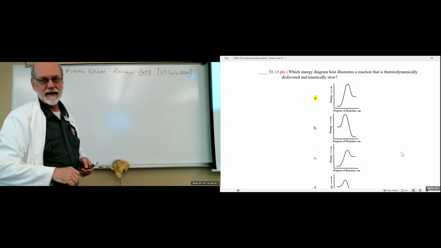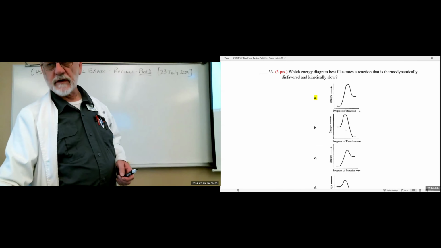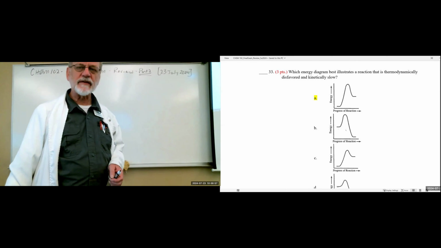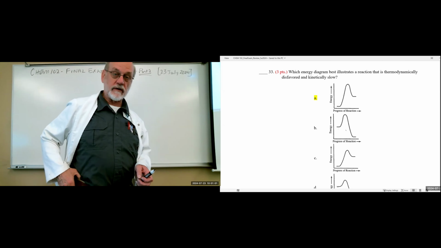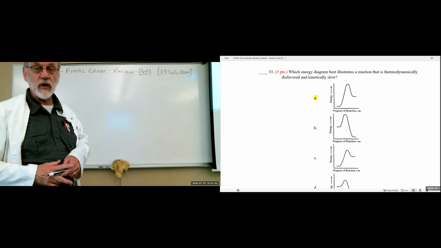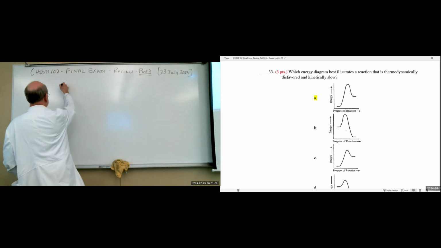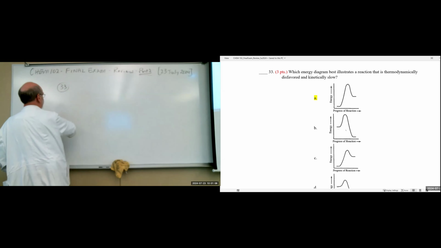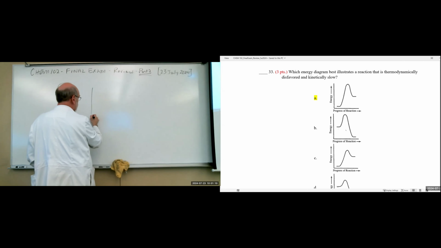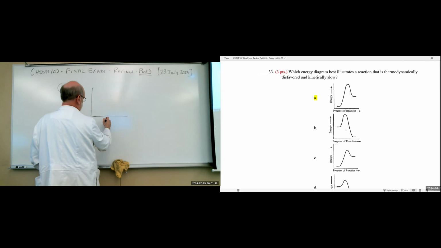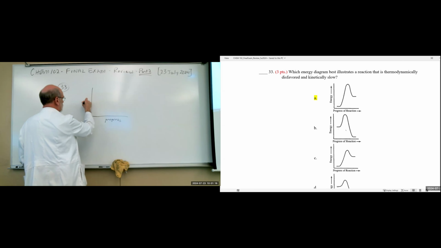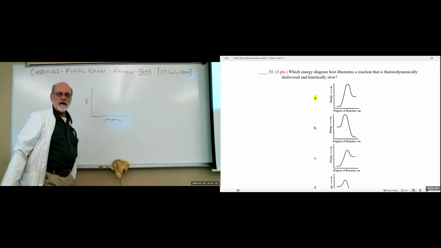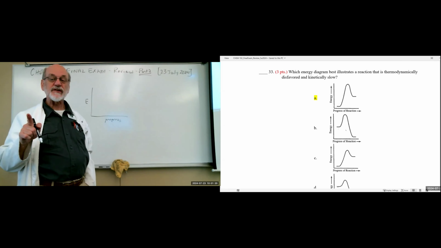33. All right, let's read what the question is, and then we'll have to scroll a little bit. Which energy diagram best illustrates a reaction that is thermodynamically disfavored and kinetically slow? Okay, when we're talking about progress, our energy diagram here, we want thermodynamically disfavored.